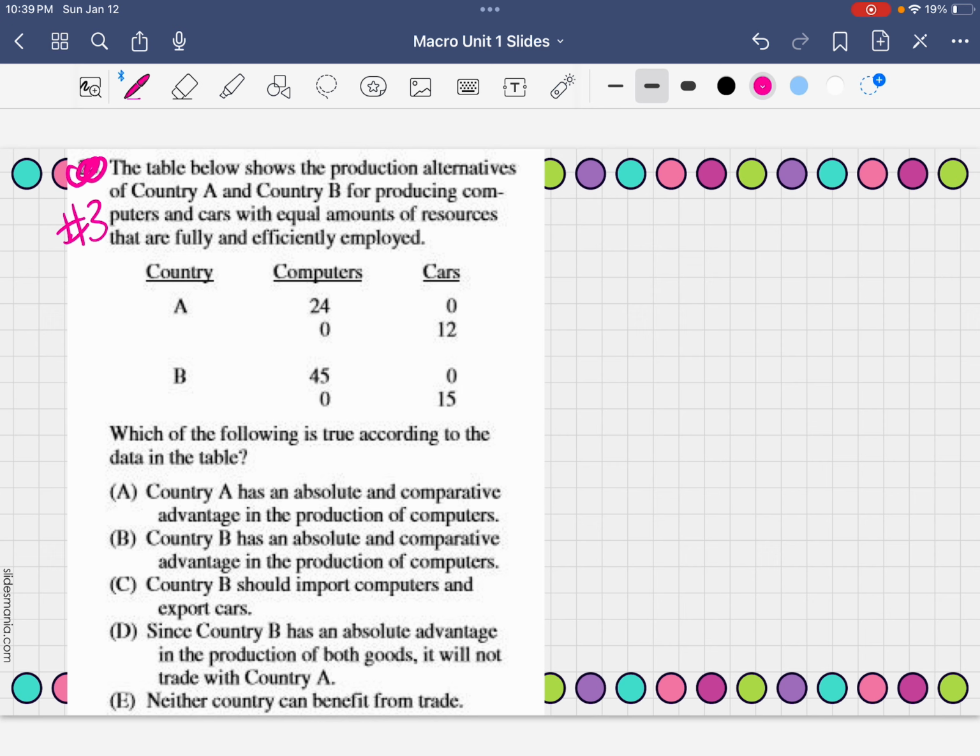And unfortunately, they're really mean to you and make you do it again. Notice this one looks a little bit different. They don't really do this one anymore. Where they have, you can make 24 computers or 0 cars. Or 0 computers and 12 cars. Just kind of pretend like those zeros aren't there. And it's just like the charts we've been doing. Remember, you got to determine, is it output or input, which I think all of these are output.